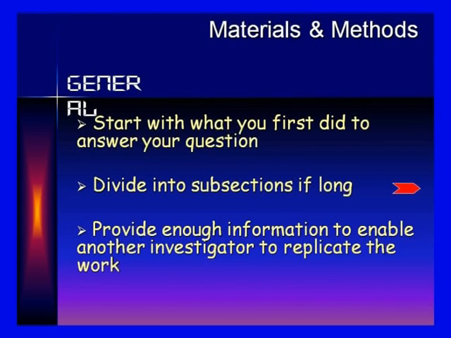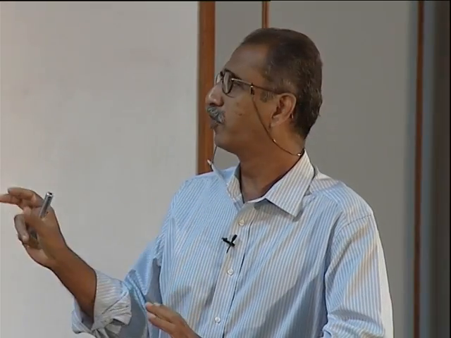Then provide enough information to enable another investigator to replicate the work. And this is very important. Whenever you write the materials and methods section, you should give enough information so that anyone who wants to replicate the study for some reason, or would like to conduct a similar study, has enough information under your materials and methods section. So that is important. These are all general points.